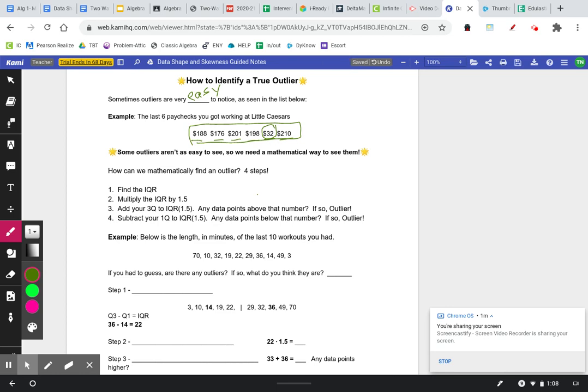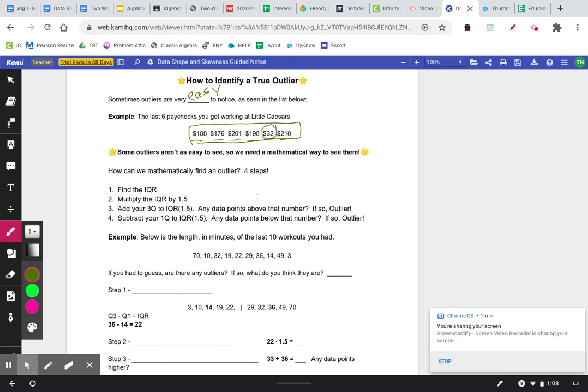So why was that paycheck only 32? Who knows? Maybe they only worked one shift that week, or maybe they had to put some of their paycheck back into getting a new uniform if their shirt got dirty, things like that. Many different reasons why that paycheck could be lower. So again, sometimes it's very obvious, sometimes it's not as easy to see. Sometimes we get data sets where we're like, that looks like an outlier, but we need to know exactly how to find out if it truly is or is not an outlier.